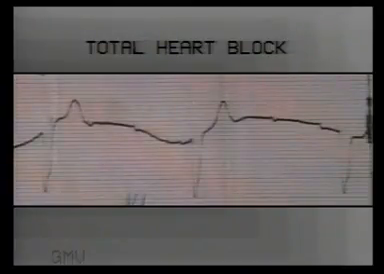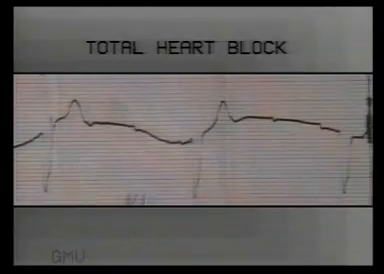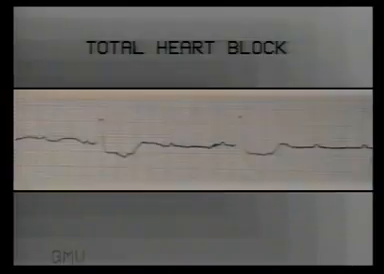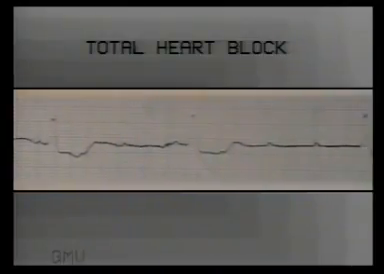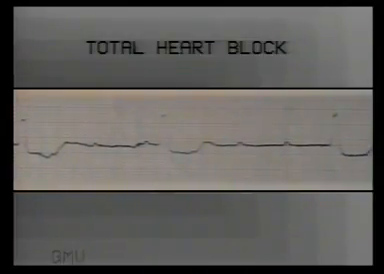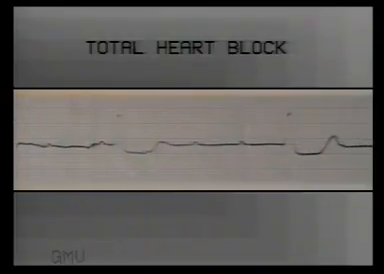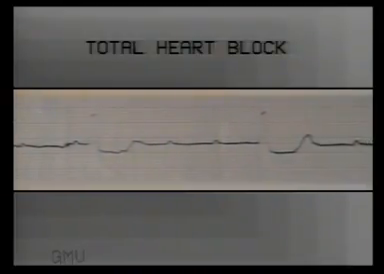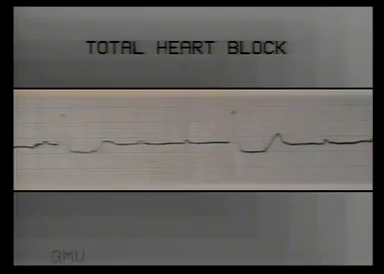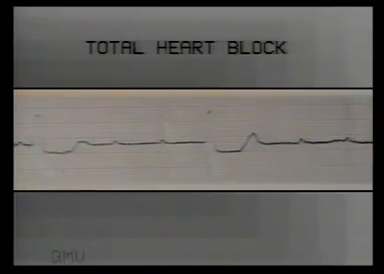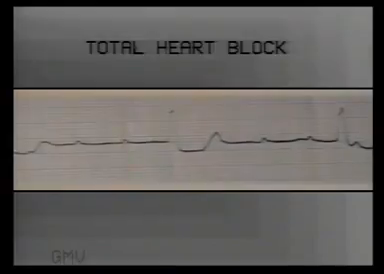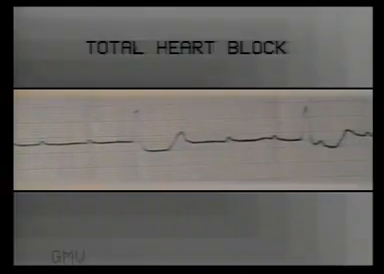This is another ECG of total heart block. Identify the regularly occurring P waves. Wide and slow QRS complexes are obvious. Once again, note the regularly occurring P waves and independent slow wide QRS complexes. So in total heart block, there is no conduction from atria to ventricles and each beats at its own rhythm.